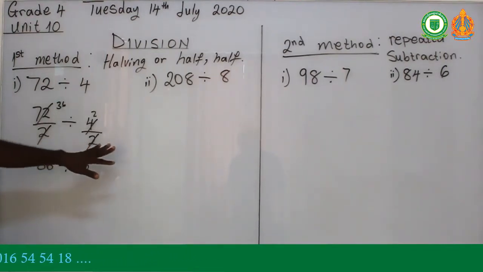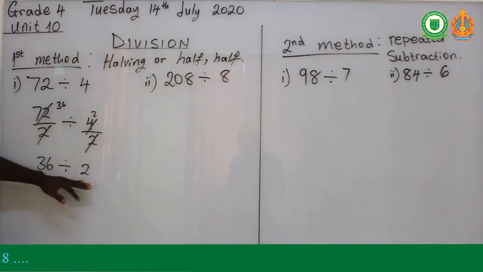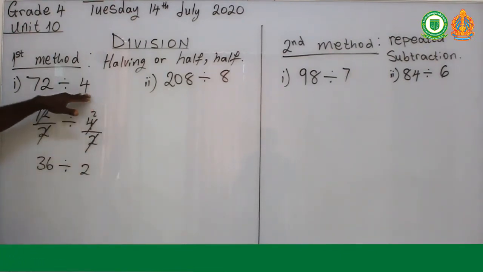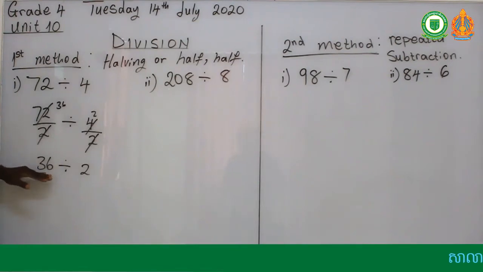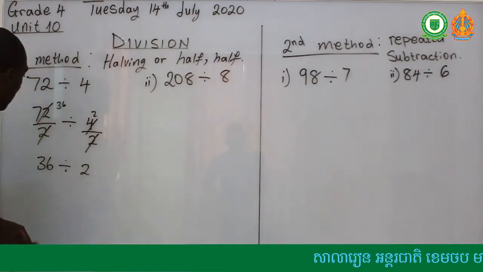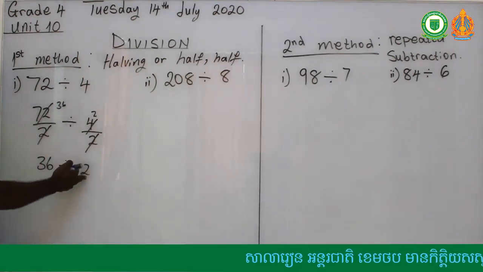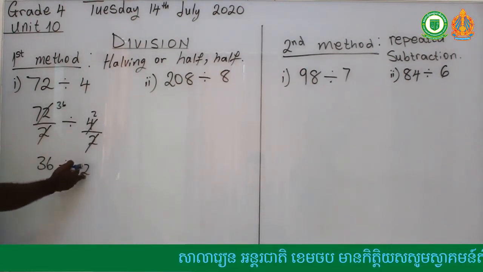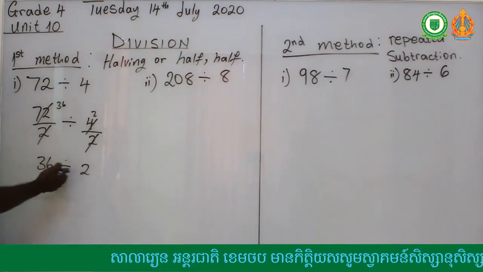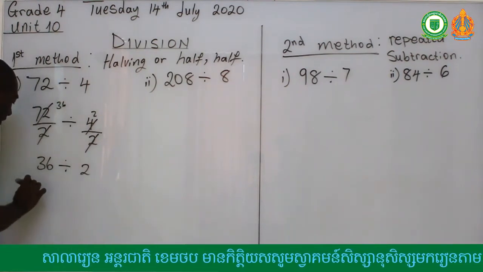So this is how it's going to look. Now we have 36 divided by 2, where 2 is the half of 4, and 36 is the half of 72. So now if you divide by this 2, we're going to have our final answer.